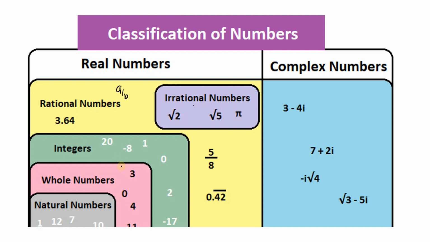Then in whole numbers, we can find natural numbers, which are positive integers. Natural numbers, which are also called the counting numbers, are positive integers. Meaning that they start from 1 to infinity.